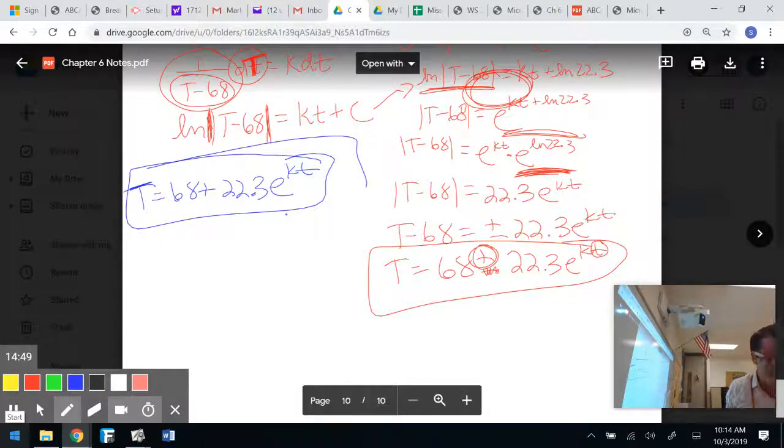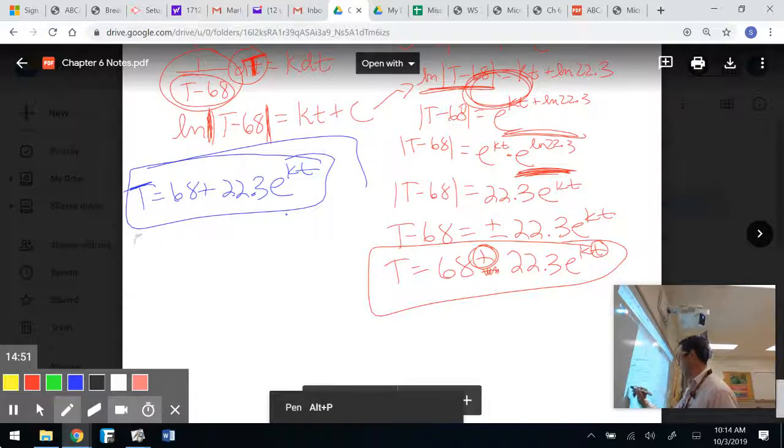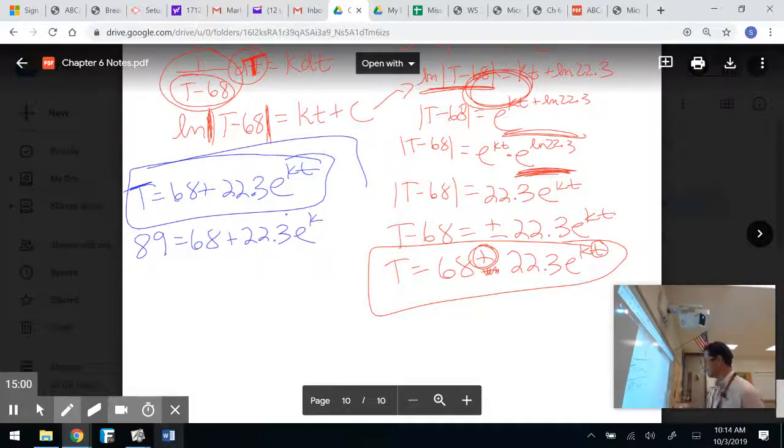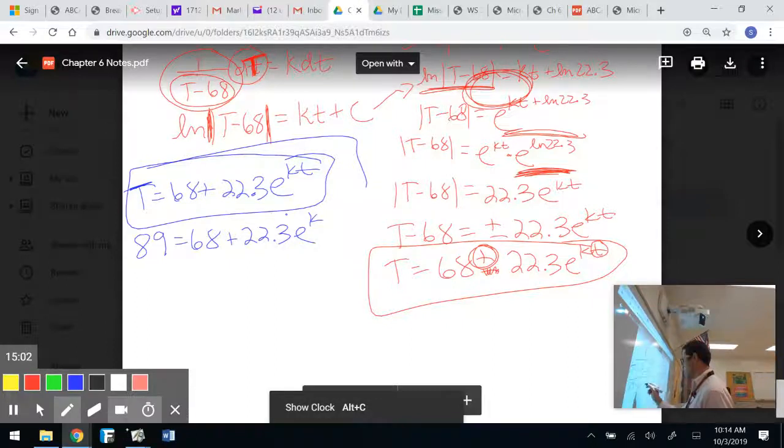I'm looking in my notes right here. It's 89 degrees. So guess what? We're going to put an 89 in there. And this is going to allow me to find out what the heck k is. And I'm going to put a 1 in for t, I'm sorry. Solve that bad boy. Let's make sure you guys all remember to solve that.